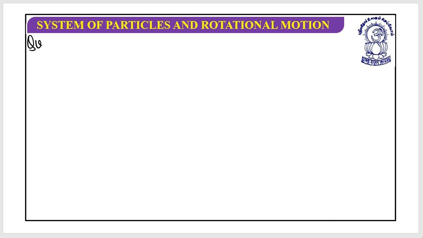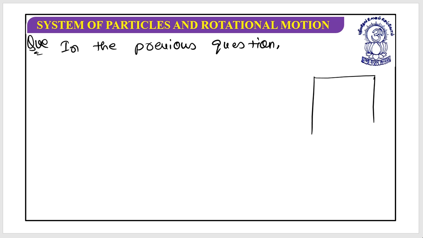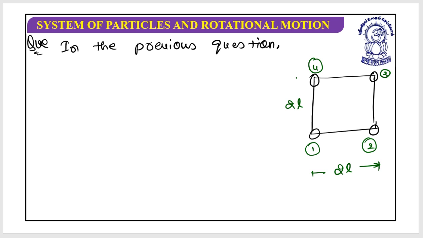Let's work on the next question based on this only. In the previous question, this is the square, and four masses were there, labelled first, second, third, and fourth. The dimensions, that means the lengths, were 2l comma 2l. We found 1 1 dash and 2 2 dash.